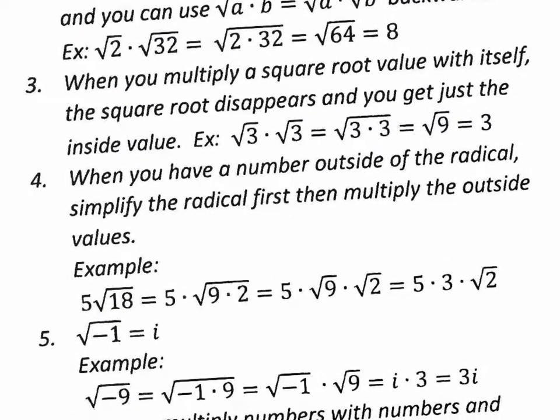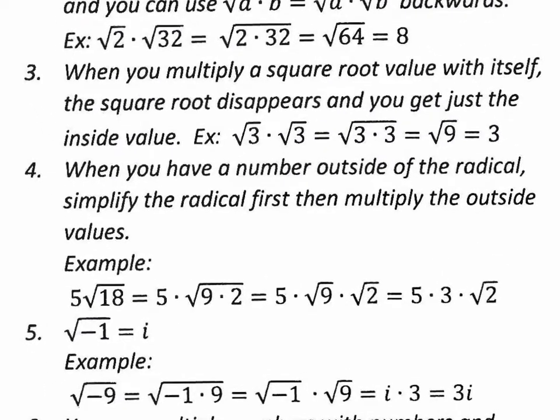Now, I know your numbers got messed up. I don't even think there's a number on this one. But it says right here, when you multiply a square root value with itself, the square root disappears and you get just the inside value. So when I have the square root of 3 times the square root of 3, yeah, we could use the rule to put them together and we'll get the square root of 9, but that takes us back to 3. So if you just memorize this rule, you don't have to actually show this work. Whenever you take the square root of something and multiply it by that same square root of that value, it'll be just the value inside of the root.